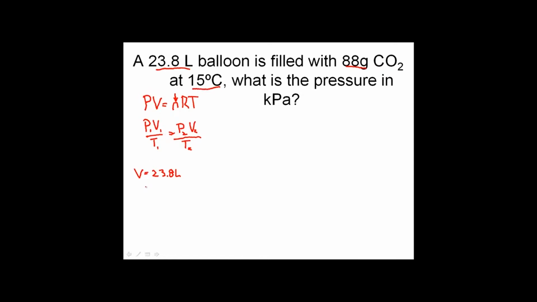We have temperature at 15 degrees Celsius, and anytime I have Celsius, right away I like to add 273 to get it to Kelvin, and that's going to give me 288 Kelvin. So it needs to be in Kelvin. Make sure your temperature is in Kelvin for all these gas law problems, regardless of which formula you use. And lastly, the pressure is going to be expressed in kilopascals. So the question is really, what is the pressure?